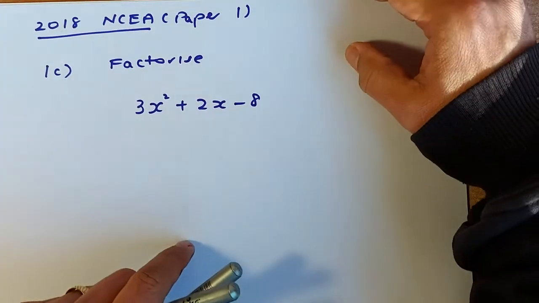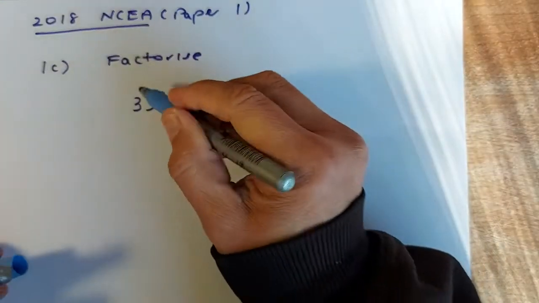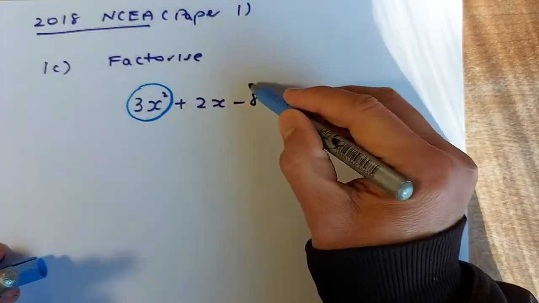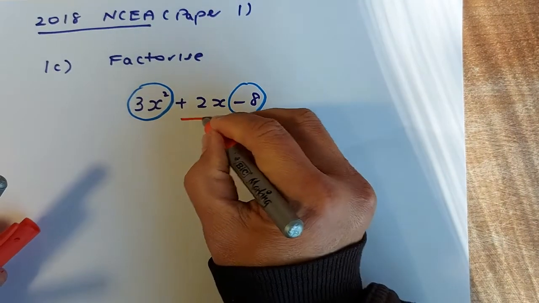Okay, good. Now we are going to do a slightly more difficult one. This is the 2018 NCA exam. Now we have 3x squared plus 2x minus 8. This is slightly different because now we have a 3 instead of 1 in front of x squared, so we have more possibilities. So step 1 again, we are going to put it into blocks. Okay, and your objective is to find the middle number as 2x.